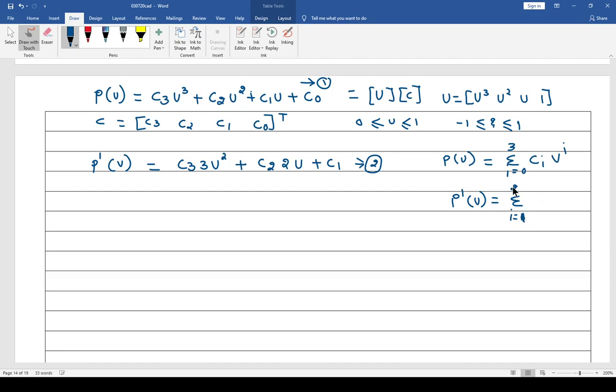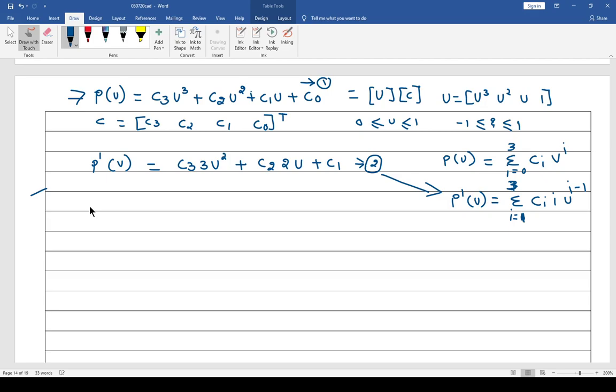I is equal to 1 to 3, sorry, not 1 to 2, 1 to 3, and I could write Ci and ui raised to power minus 1. This is the differentiation, and it means the same. Okay, that's it. That is how I got the p dash of u, where u varies from 0 to 1.